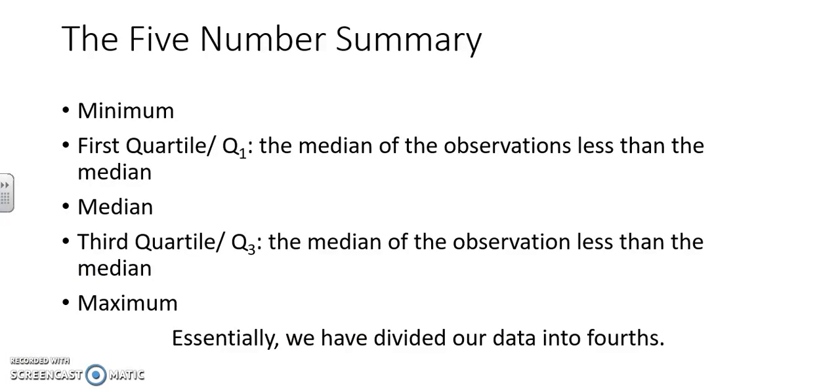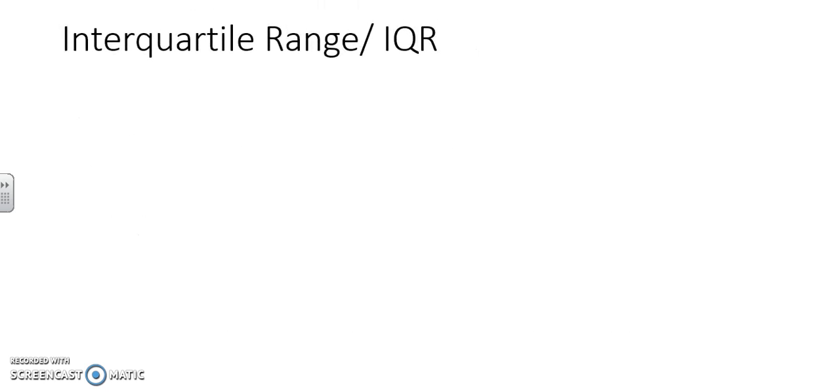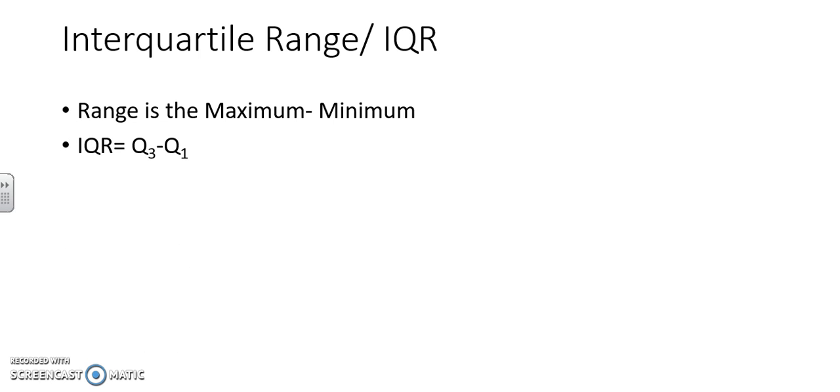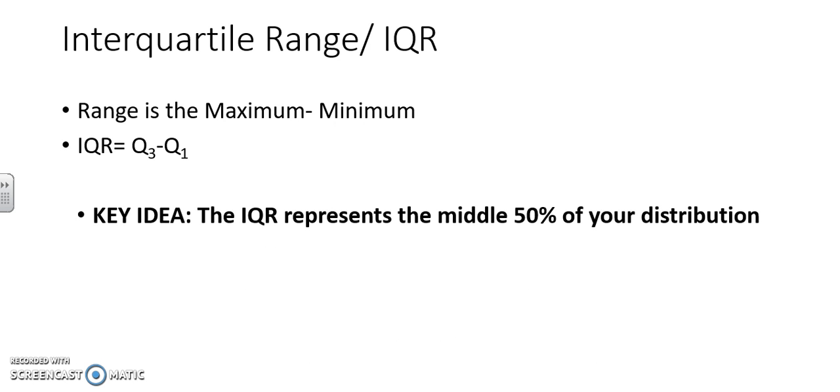So we've just found our 5-number summary. There's something awesome that we can do with our 5-number summary. And this is finding our interquartile range, or IQR. Now, I know you guys have heard of range, and this is your maximum minus your minimum. But we move to a little bit more sophistication in AP statistics, and we want to know about our interquartile range. Our interquartile range is our Q3, our third quartile, minus our Q1. It represents the middle 50% of your distribution.